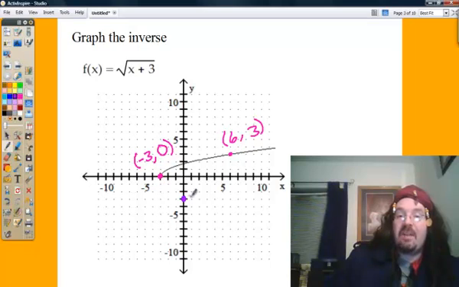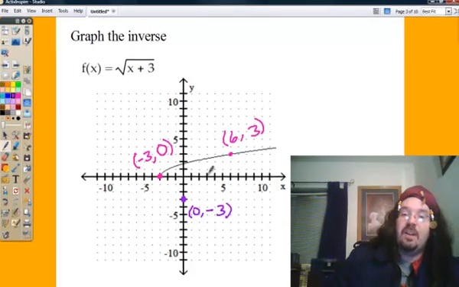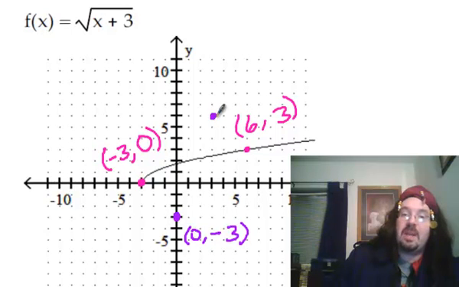So now I have 0, negative 3 on my new graph. And 6, 3 was on the original graph, so 3, 6 will be on the new graph. So I'll put that also in a lovely shade of purple. So there's 3, 6. And I'm going to connect these 2 points with a curve.